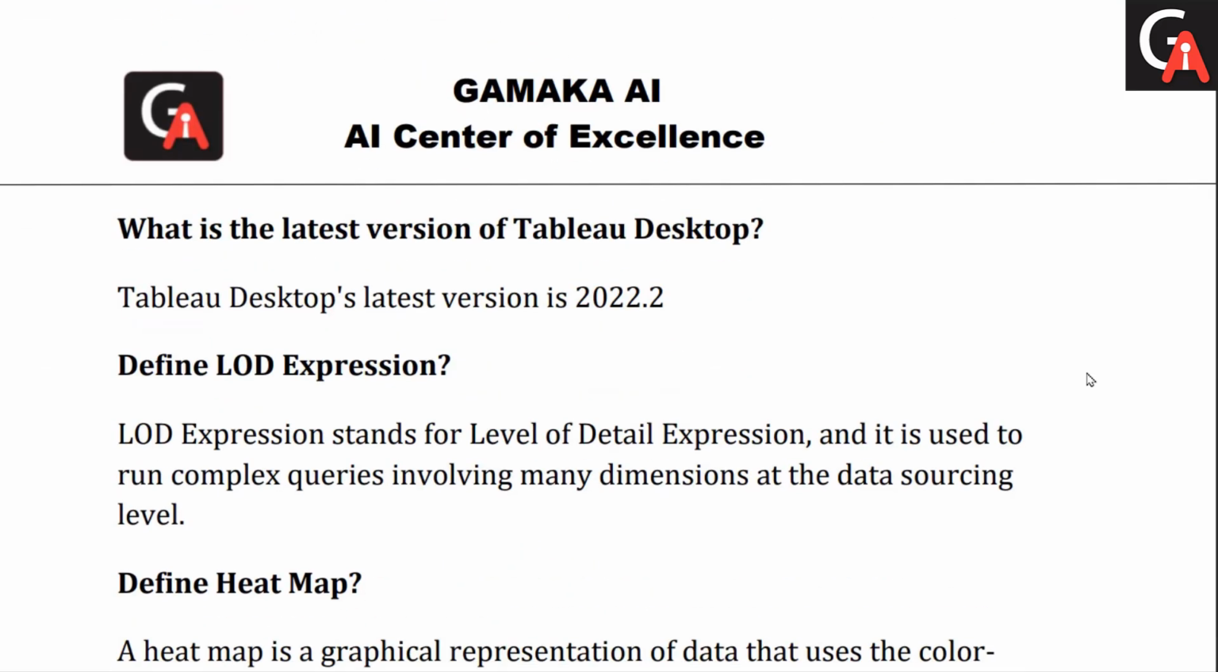Next, what is the latest version of Tableau Desktop? Right now we are at version 2024.3, and this is the latest version we have. In order to check the version of your Tableau Desktop, you can go into the Help menu, and there you can see an About section where you can get whatever version you have.